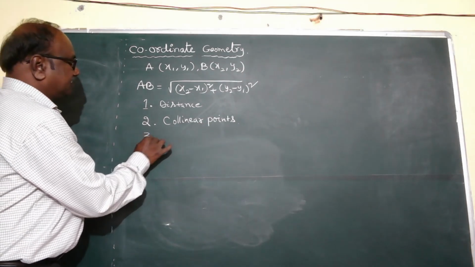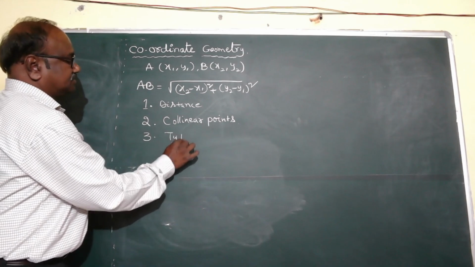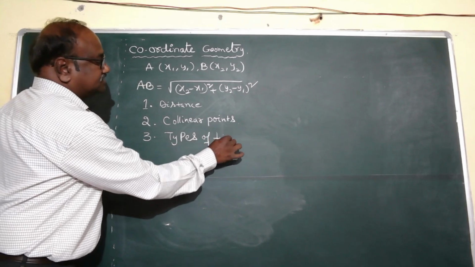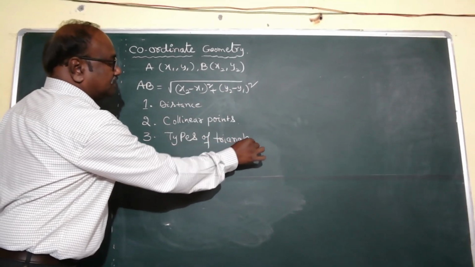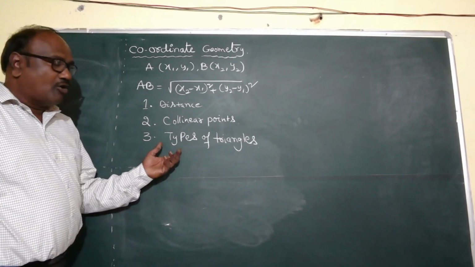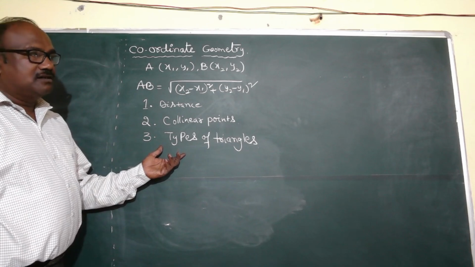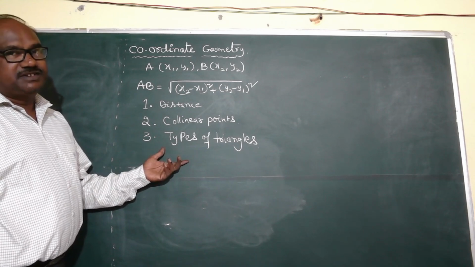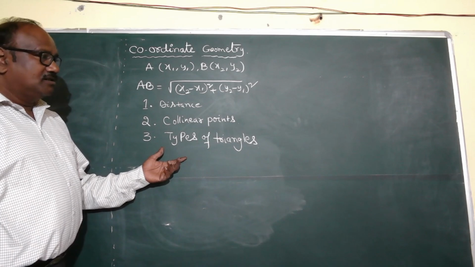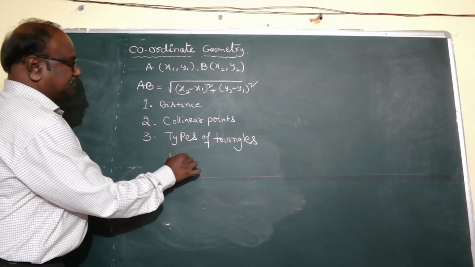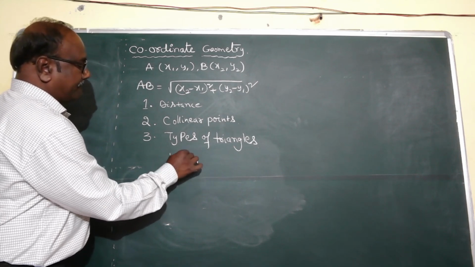Now the third case: types of triangles based on the sides. If the 3 given points A, B and C are non-collinear, they form a triangle. Now we know there are 3 types of triangles. The first one is the equilateral triangle.